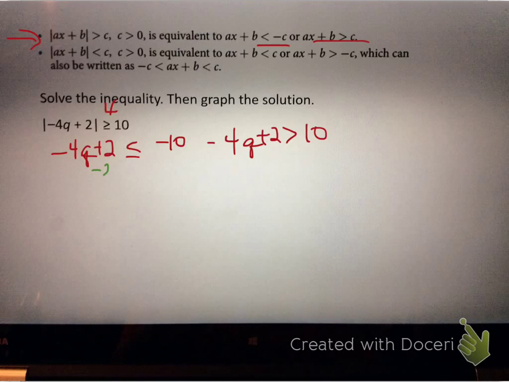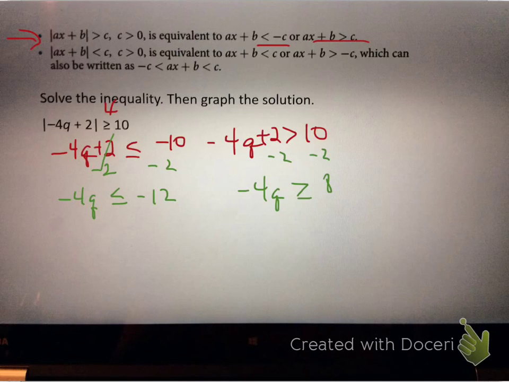We will subtract 2 on both of them. So we end up with negative 4q here, less than or equal to negative 12. And over here we end up with negative 4q greater than or equal to 8. And again, don't forget your equal sign. So let me back up and put that on there. That's what was throwing me.